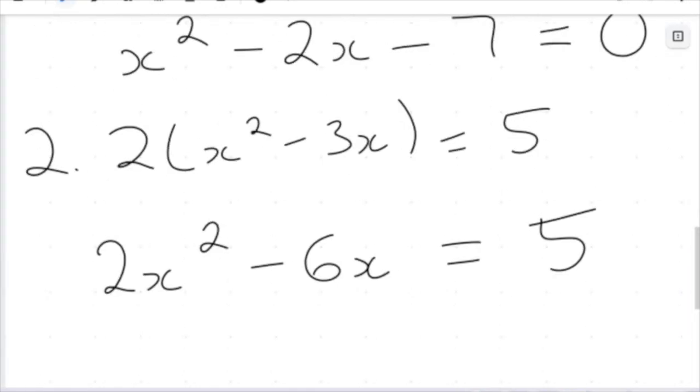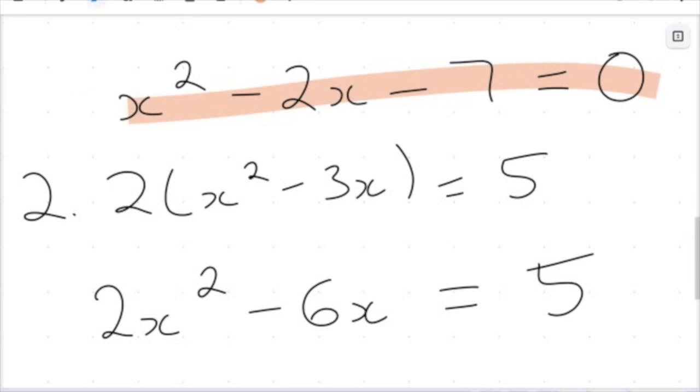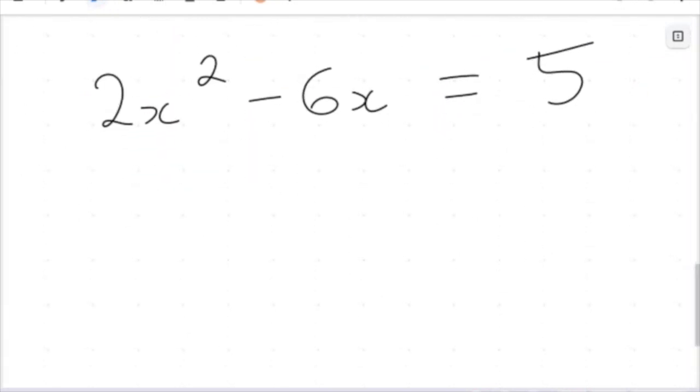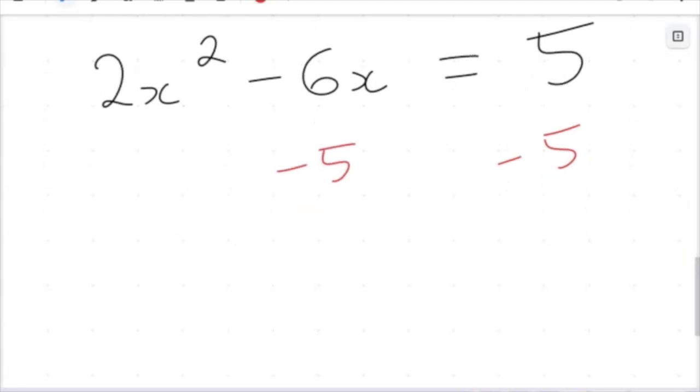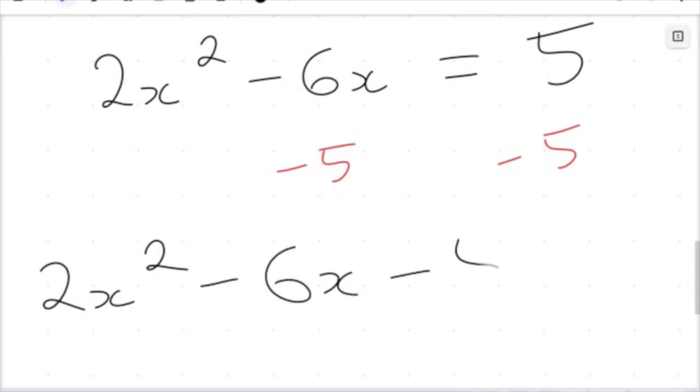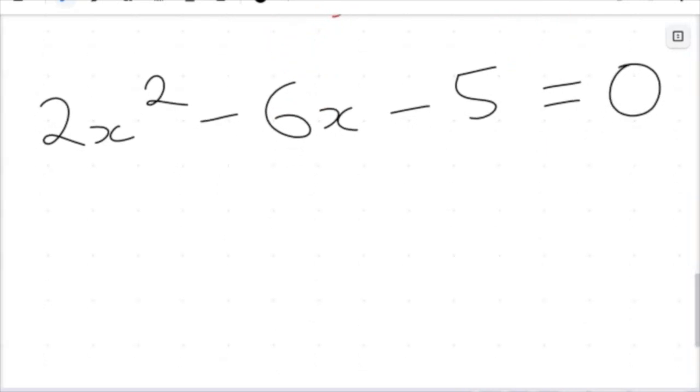And now remember, in standard form, like the one we have here, I want everything on the left with a 0 on its own. So to get from 5 to 0, I'm going to subtract 5, and I'm going to do this to both sides of the equation. And finally, I wind up with 2x squared minus 6x minus 5 equals 0. I have this now in standard form, which you'll see later will allow me to actually solve this equation.